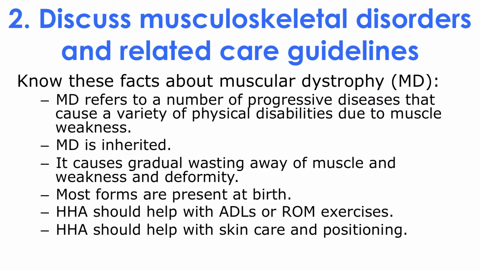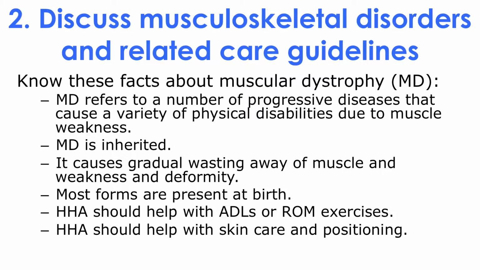All right, moving on to muscular dystrophy. Muscular dystrophy refers to a number of progressive diseases, and what happens is it causes a variety of physical disabilities due to muscle weakness. Now, muscular dystrophy is actually inherited and can cause that gradual wasting of the muscle and then also may cause weakness and deformity. Now, most muscular dystrophy is actually present at birth.